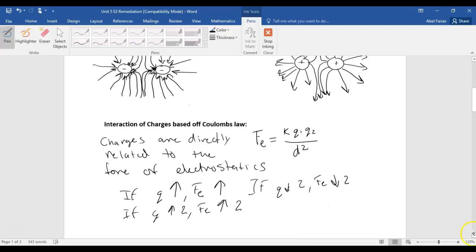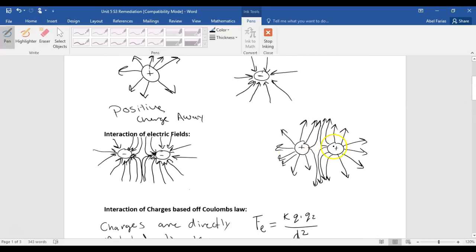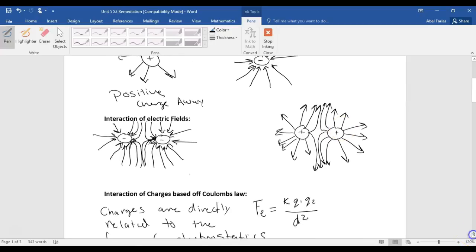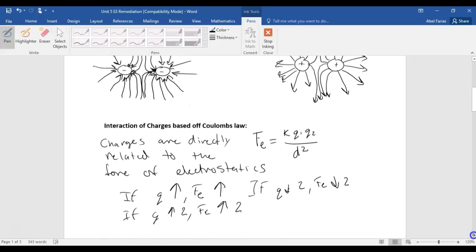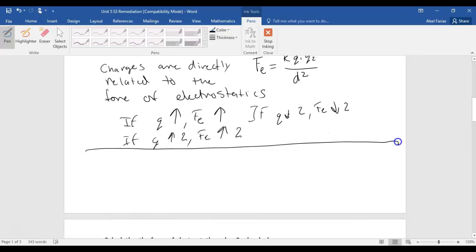Now, we also have to take into consideration the distance. So up here, we said the closer that these two are, the more electric field lines will interact. The farther they are, the less they interact. So the closer they are, our force will go up. Right, so let me draw it down here. So now let's talk about distance. Distance has an inverse relationship with force.